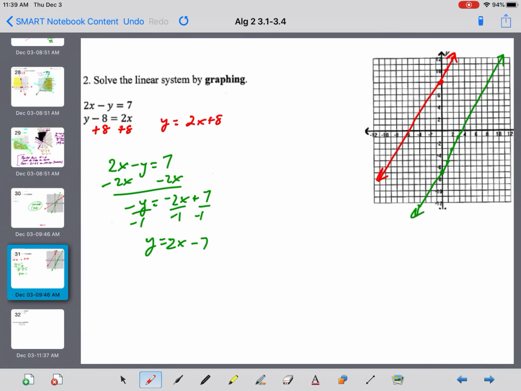Wait a second. These lines are parallel. Notice they had the same slopes. No solution to that system. They both had a slope of 2. They will never cross.